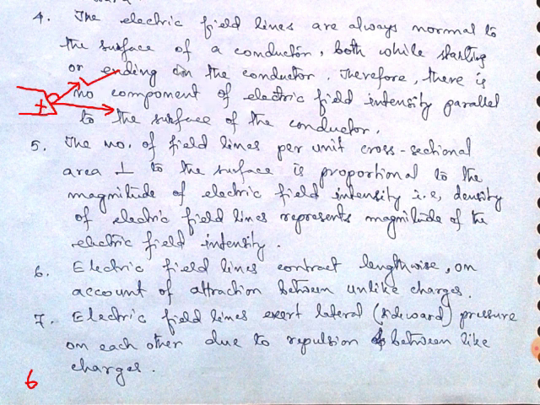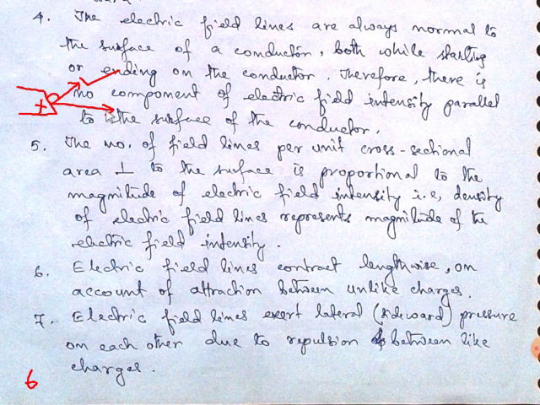If it is negative, then electric field lines will end at the negative terminal. So when it comes, what happens? If it is negative, then electric field lines will also be perpendicular to the surface. And the reason: there is no component of electric field intensity parallel to the surface of the conductor. Because when this electric field line comes out perpendicular, there will be no component of the electric field parallel to this surface. That is the meaning. Got it?